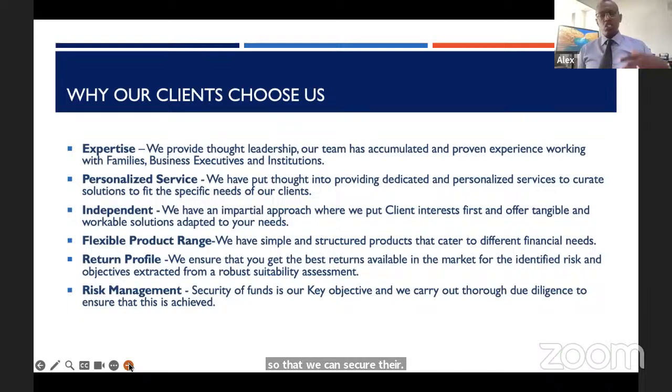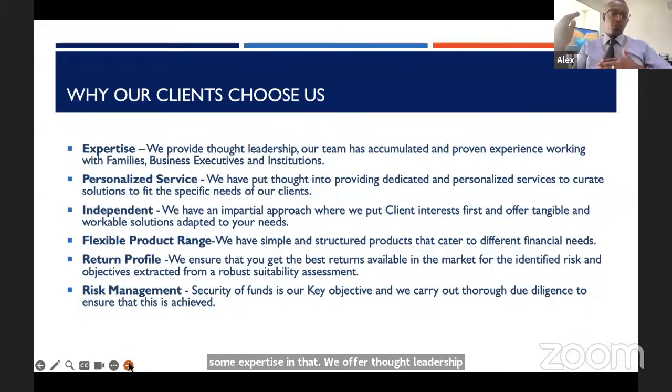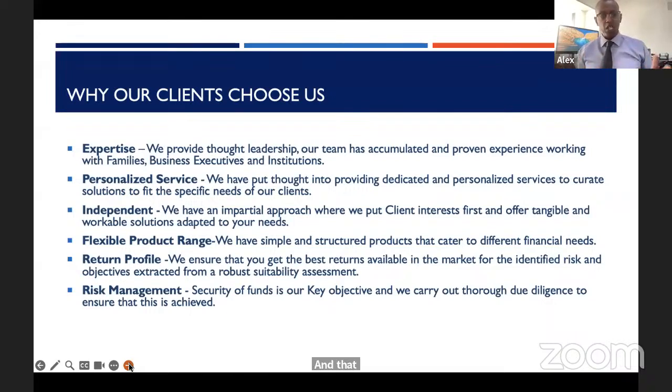Why do our clients choose us? Of course, we have some expertise in that place. We offer thought leadership in terms of directing people, vision mapping, looking at your vision and drawing a proper map towards it. And that is, you know, very necessary. We have accumulated and proven experience in that space. We manage maybe about 1,500 high net worth individuals.